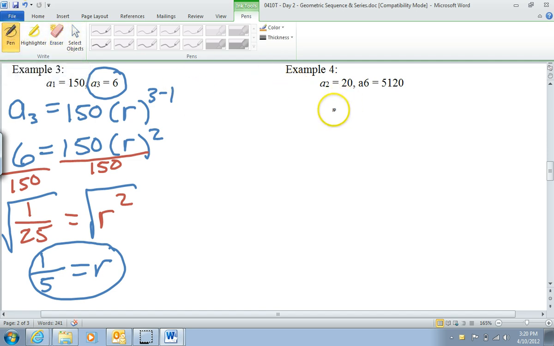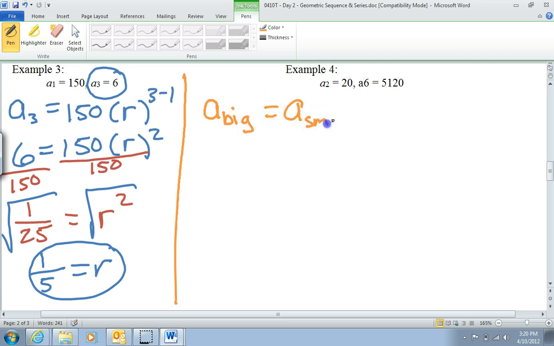Okay, here comes example 4, the last review example from yesterday. Okay? This is supposed to be A6. This is the one where we need that other little weird formula. It looked like this. Do you guys remember this from yesterday? I said A big equals A small times R.